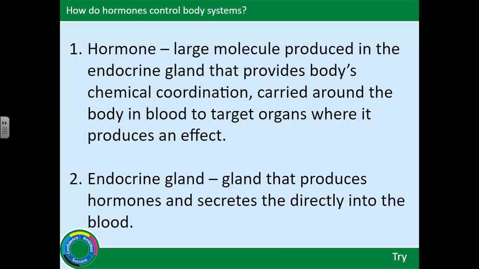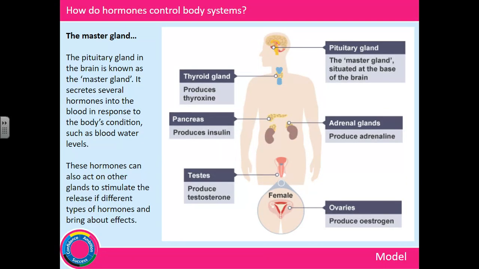Okay, welcome back. Okay, what is a hormone? It's a large molecule produced in the endocrine gland. So an endocrine gland is just any of the glands in the body that produces hormones. And it provides the body's chemical coordination. It is carried around the body in the blood and it targets organs where it produces an effect. Our second question, what is an endocrine gland? This is just a gland that produces a hormone and secretes them directly into the blood. So we've got the thyroid, the ovaries, the testes, etc. So well done if you've got those two right.